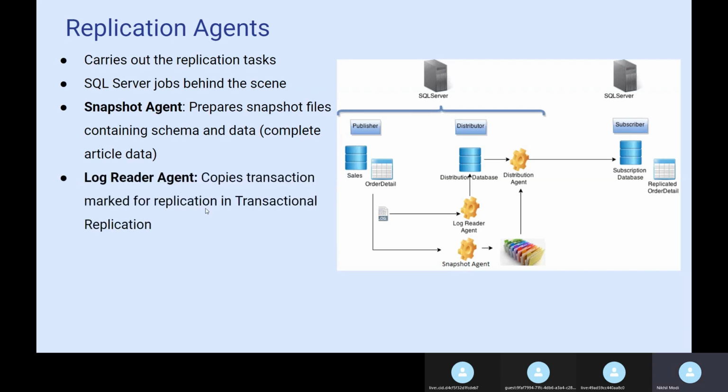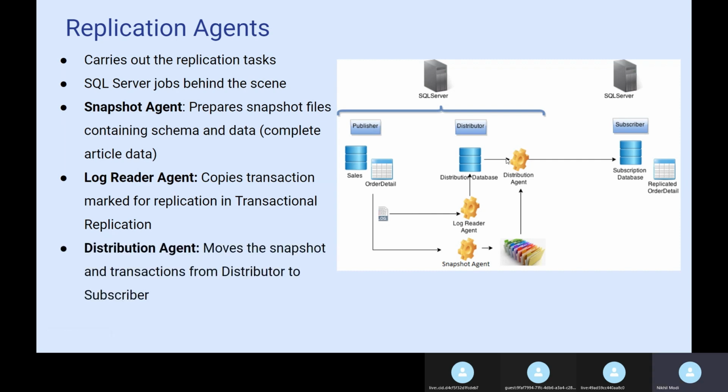We'll see that in detail. The Log Reader Agent copies transactions marked for replication. In transactional replication, it checks the log file of the publisher and gets data from there, and then the Distribution Agent comes and distributes the data to the subscriber. It's just an introduction. We'll go into detail when we configure transactional replication.